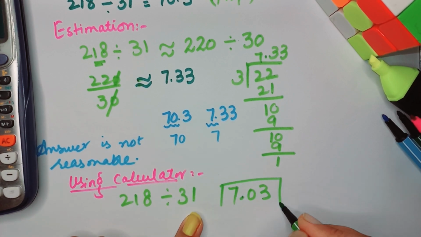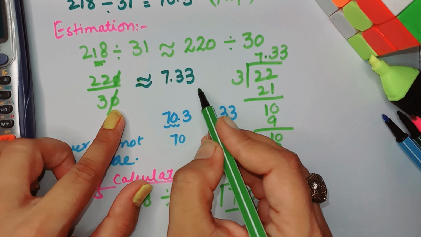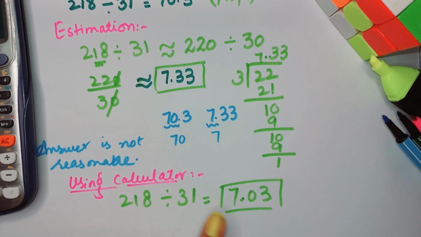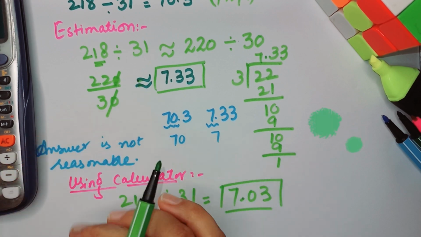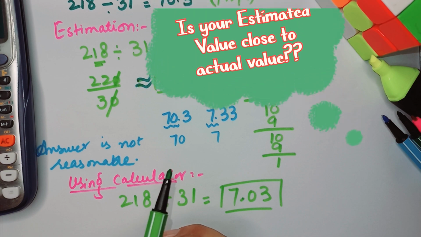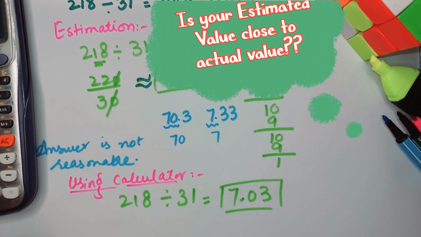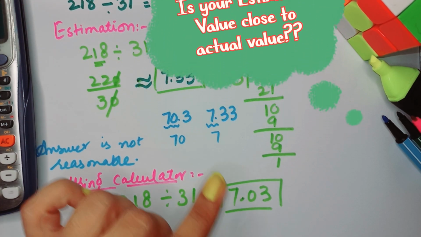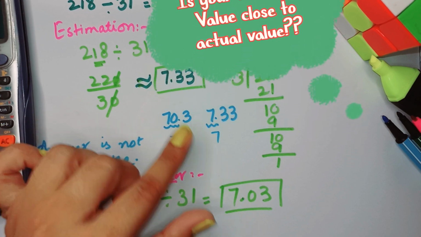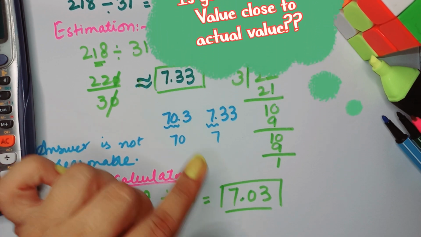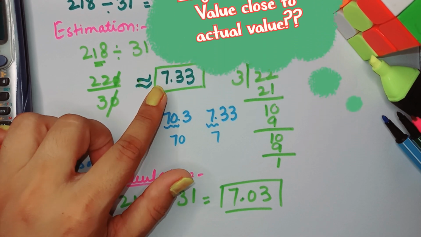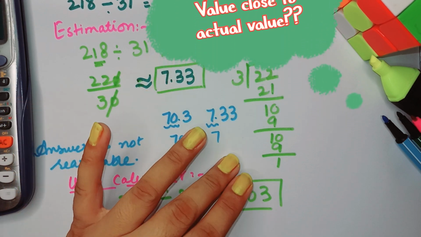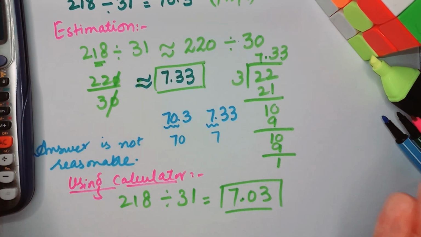Now this is the answer we get from the calculator, and this is our estimated answer. Clearly you can see this is by estimation and this is by calculator. So now we have to tell, is your estimated value close to the actual value? You can see that it's very close. Even if we round off, it will give me 7 and it's also giving me 7. So our actual value and the estimated value are very close to each other.